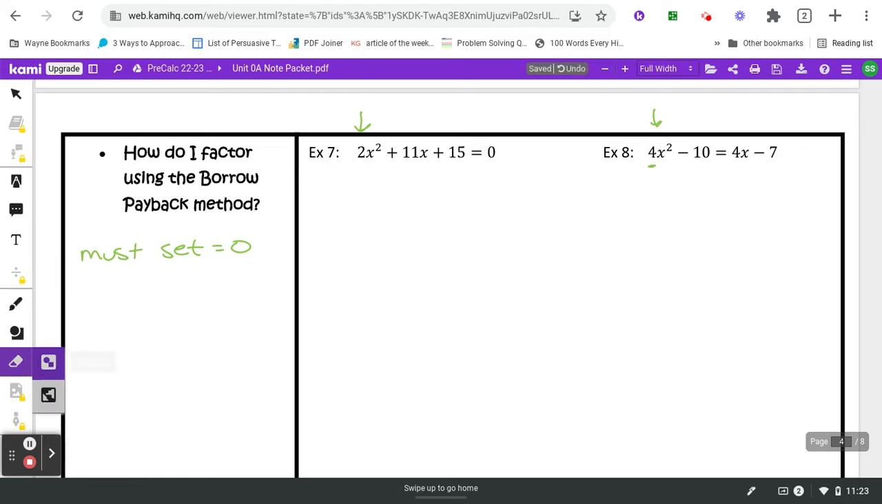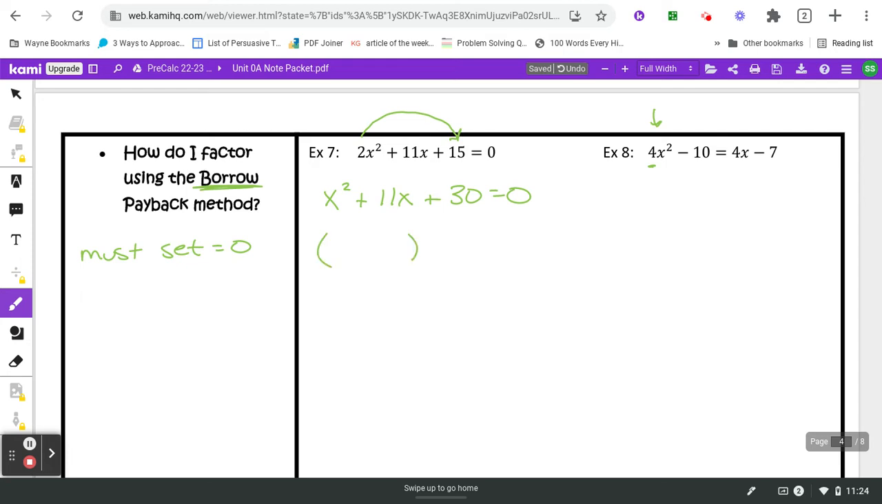The first thing I'm going to do is something called borrow. And when I borrow, I'm actually going to be taking the first number in front of the x squared and multiplying it by the last number, by the constant. That's going to give me x squared plus 11x plus the 2 times 15 makes 30. So that's the borrow step.